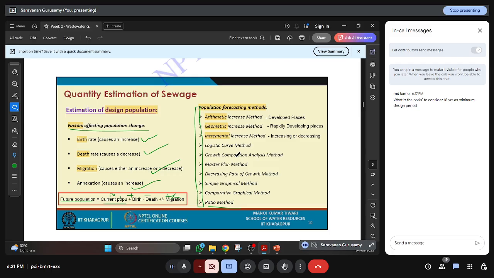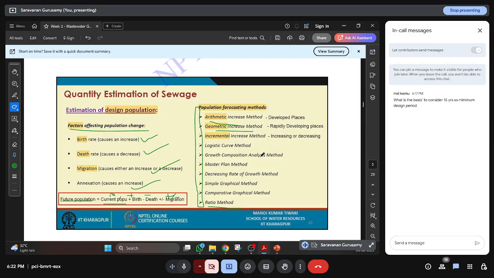When to use which method, that we are going to discuss. If your city is a developed city, like Chennai, that is already a developed city, no more population is going to come. A small increase will happen, so I can take the arithmetic increase method. If you take a developing city, which has only now started developing, then you can take the geometric increase method.